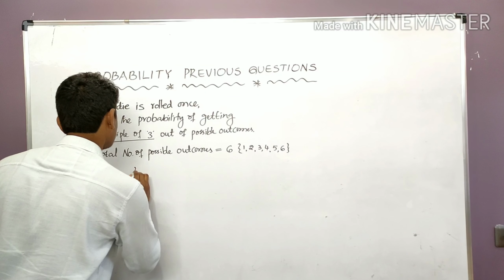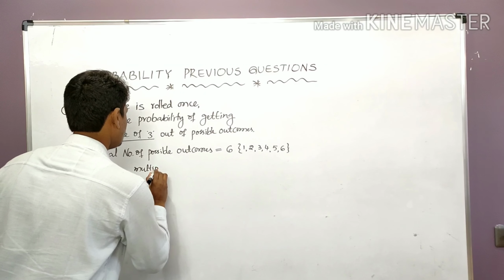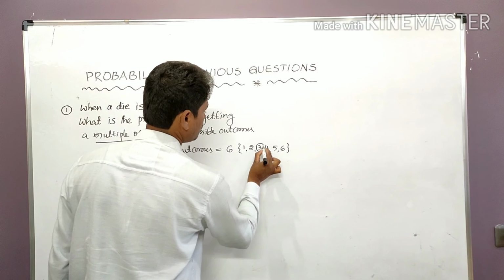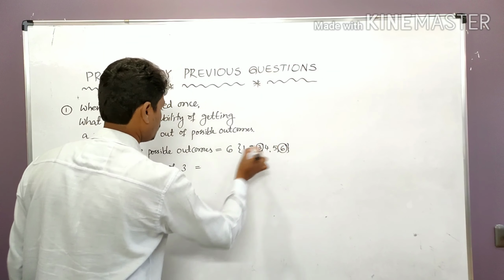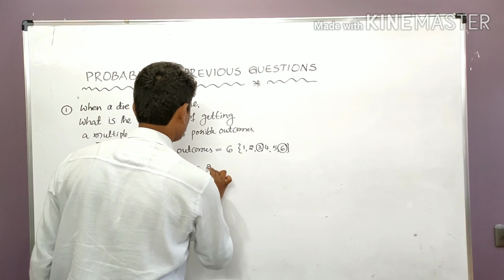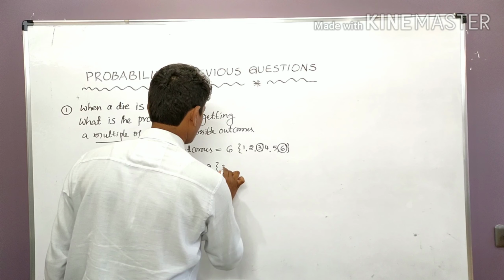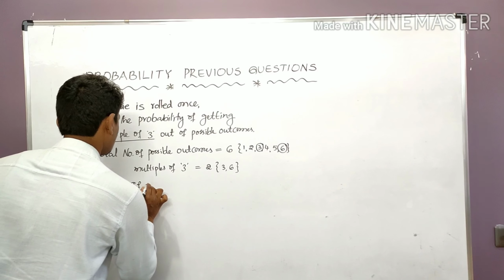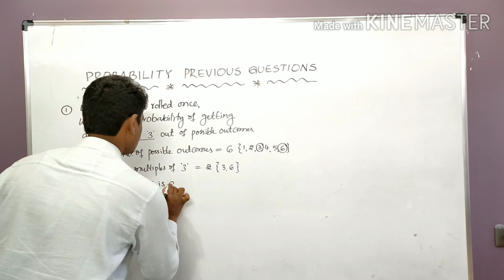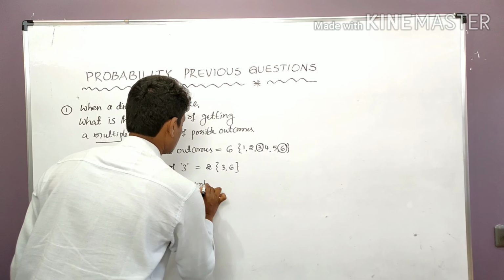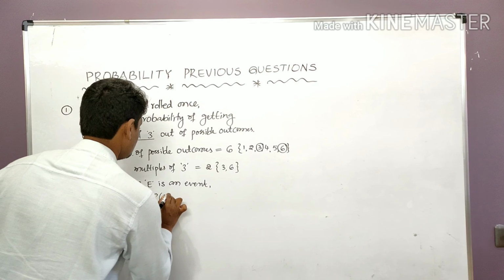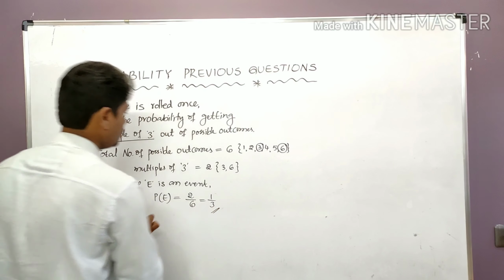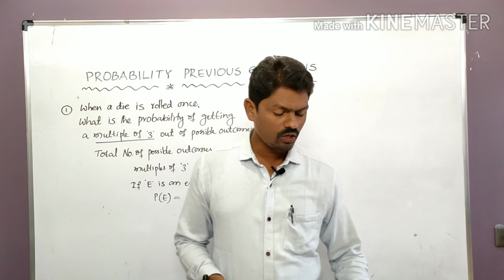How many multiples of 3 are there? 3 and 6. These are the multiples of 3. So the number of multiples of 3 is 2. Therefore, if E is an event, then P of E is equal to 2 by 6, that is 1 by 3. This is very easy, student.